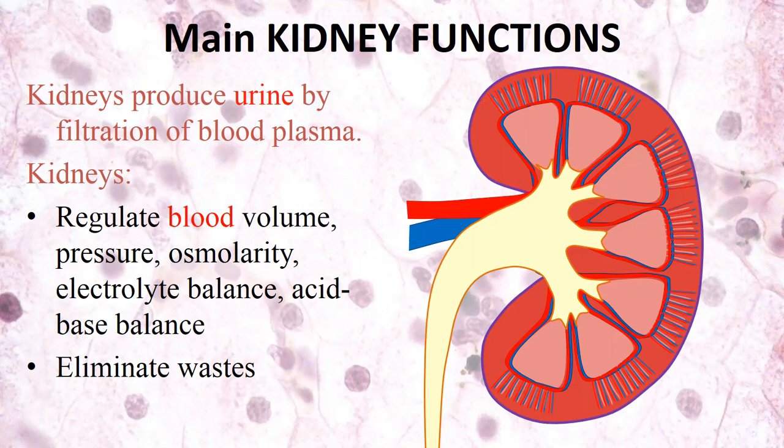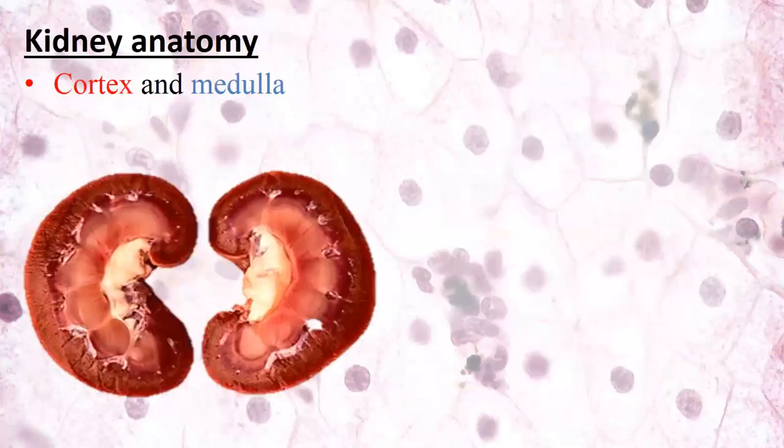And also they eliminate waste products, and in the main kidney function, they release waste products into external environment. So urine contains waste products, and also it contains extra water volume which is released from blood. It contains different electrolytes which should be released from the organism, and also acids or bases. And according to this, kidney regulate blood volume, pressure, osmolarity, electrolyte balance, and acid-base balance.